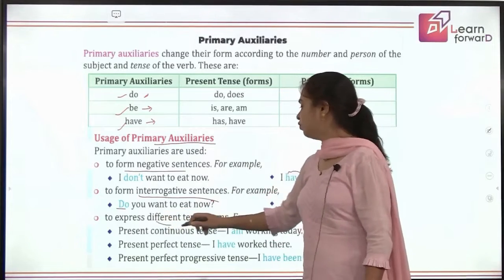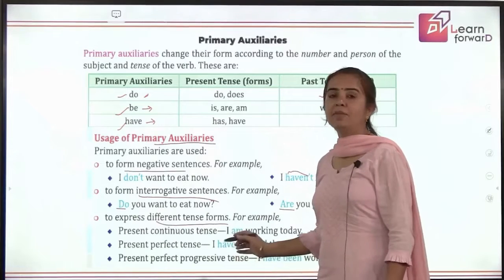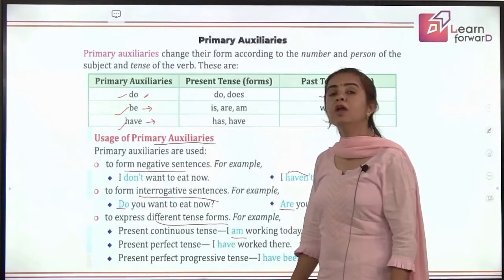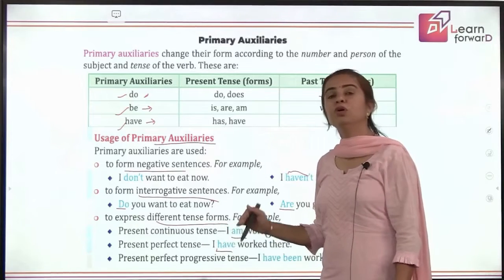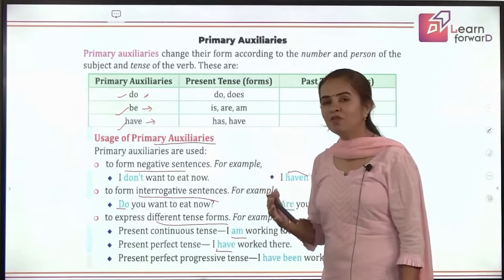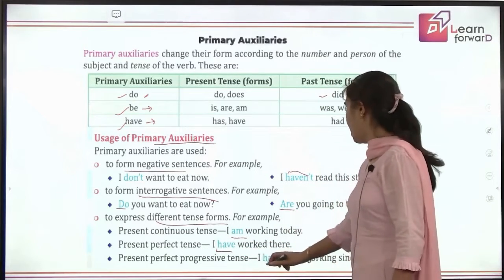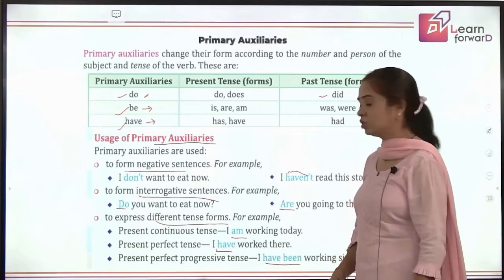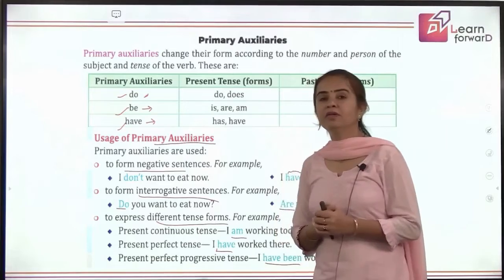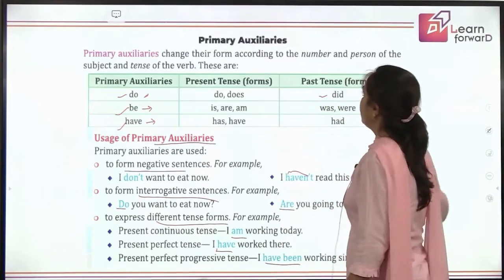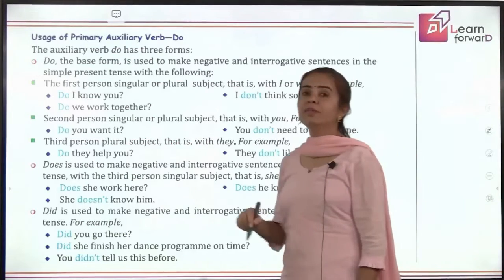They are also used to express different tense forms. If you say, I am working today, am here is supporting you to complete your present continuous structure. I have worked there, it's supporting you to complete your present perfect structure. Present perfect progressive tense, in that, I have been working since morning. So here have been is your auxiliary verb, right? This is how the primary auxiliaries help you. Now we'll be doing them one by one.